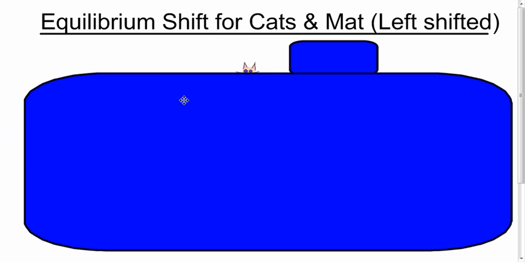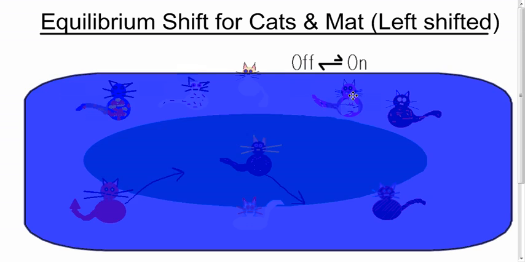Now, here's an example of equilibrium shift for cats on a mat, and this is left shifted. You've got to remember the reaction. In this case, off is the reactant and on is the product. So here's our reaction, or our equation. The reaction is them getting off and on the mat. And you can see by the way the arrows are drawn that this system favors them being off the mat, for whatever reason. It's going to look like this.